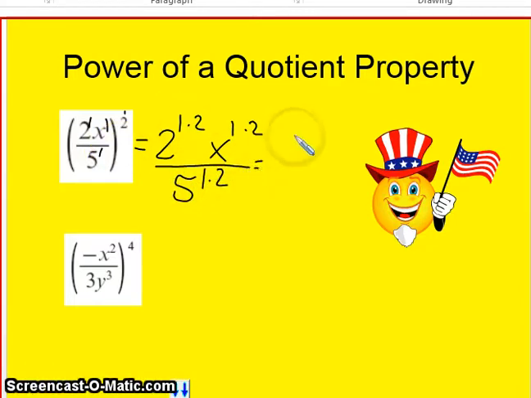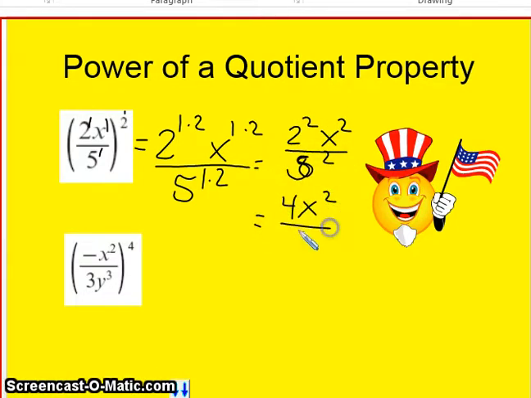And when I simplify that, that's 2 squared times x squared over 5 squared. That's a 5, by the way. And I can simplify it a little further by squaring 2 and squaring 5. So 2 squared is 4. And I've got x squared divided by 5 squared, which is 25. And since 4 over 25 doesn't reduce at all, 4x squared over 25 is my solution.